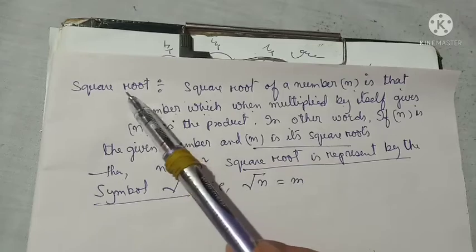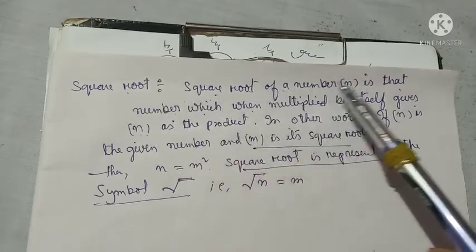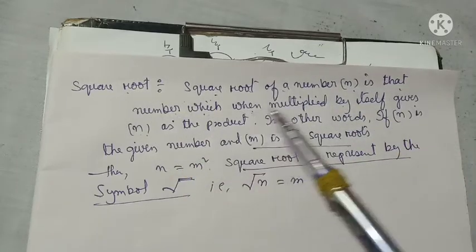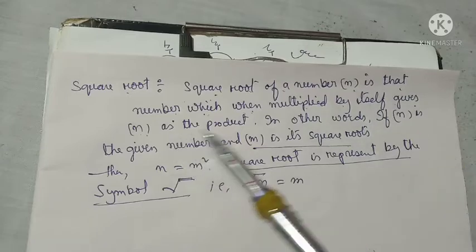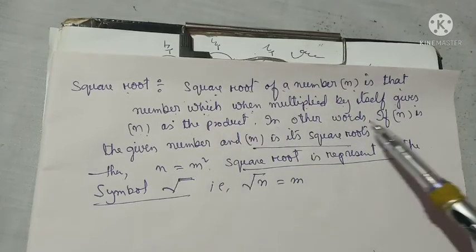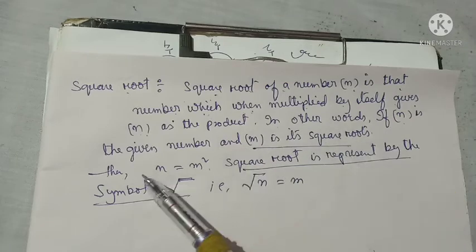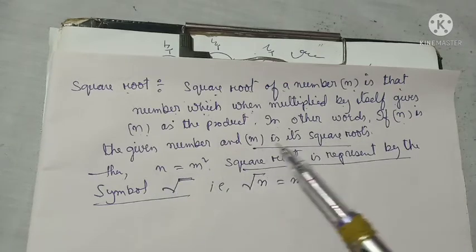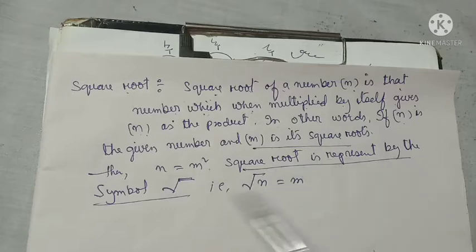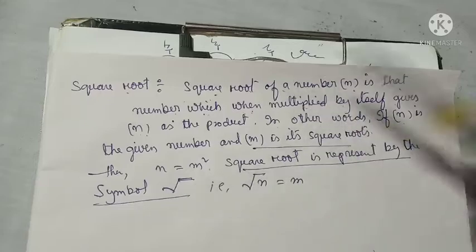So again, square root of a number n is that number which when multiplied by itself gives n as product. In other words, if n is a given number and m is its square root, then n is equal to m square. The square root is represented by this symbol. So square root of n is equal to m. This is a short description about the square root.